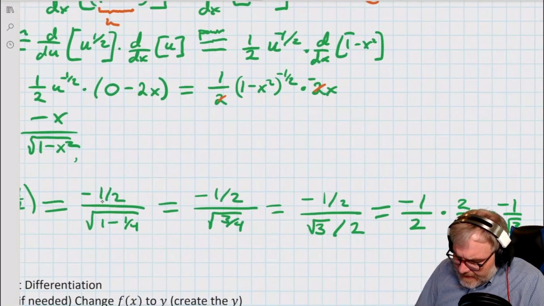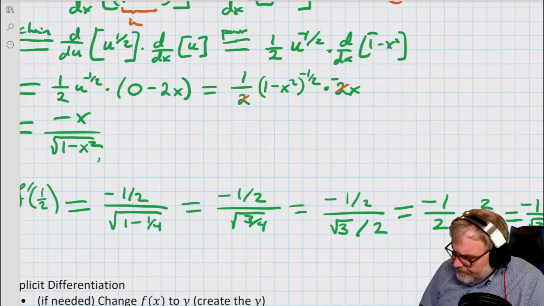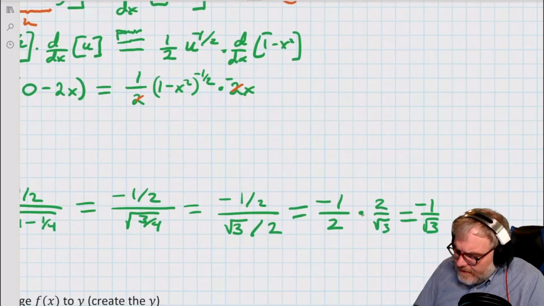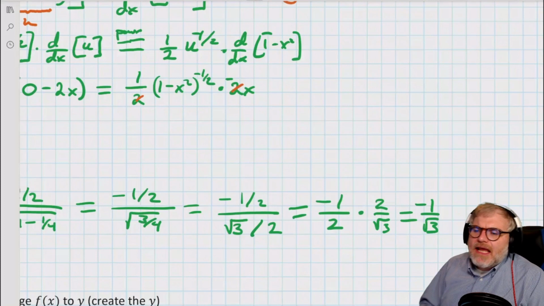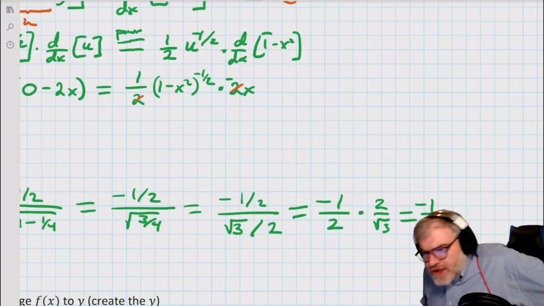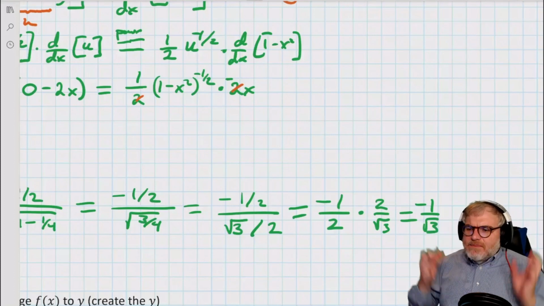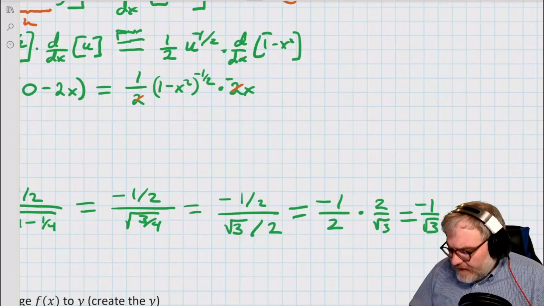I'm going to get -1/2 over the square root of 1 minus x squared. 1/2 squared is a quarter. Then some algebra, and flipping that, I wind up with -1 over the square root of 3. And that's how I would solve this problem traditionally. But notice how it depended on the idea that I could split this thing up as a function explicitly. And the circle's relatively easy to do that.